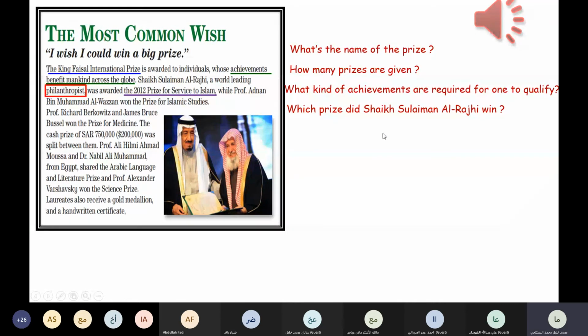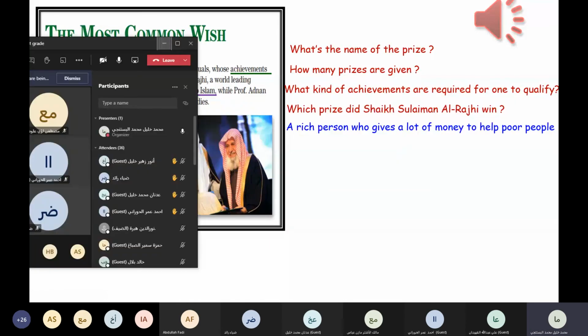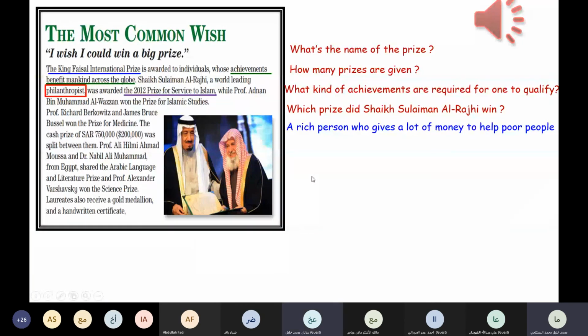What does philanthropist mean? Who can read the meaning of philanthropist? A rich person who gives a lot of money to help poor people. Philanthropist means a rich person who gives a lot of money to poor people. Good.